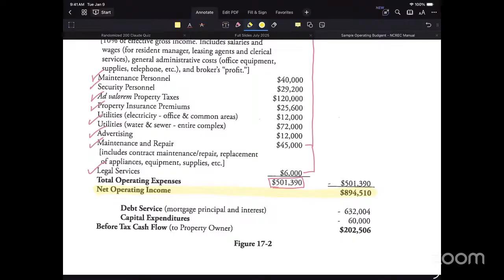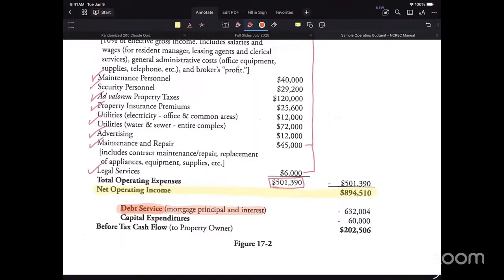So what we're going to do is say, look, we never, ever include our debt service, which is a fancy way of saying mortgage principal and interest. We never include that in our NOI because that's too variable. Whether or not there's a mortgage should not have anything to do with the value. We don't include it in NOI.